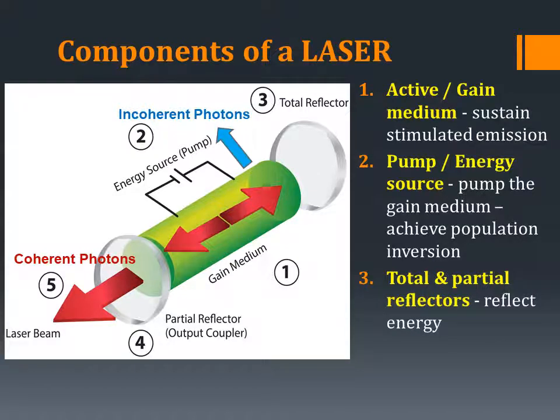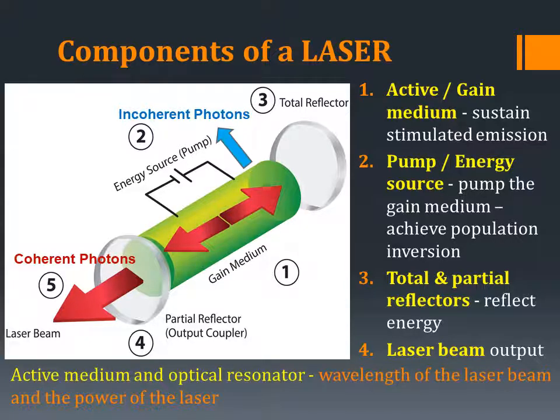Thirdly, we have the total and partial reflectors or mirrors. These mirrors are used to bounce the light back and forth, and therefore the intensity of the laser light is increased enormously. Fourthly, we have the laser beam output, and the laser beam's wavelength and power are solely determined by the active medium along with the two mirrors present on either side of the active medium. This is what is called the optical resonator.